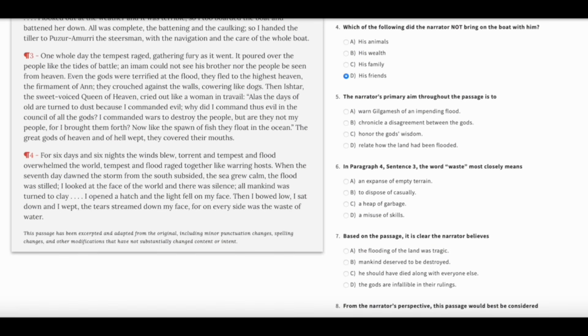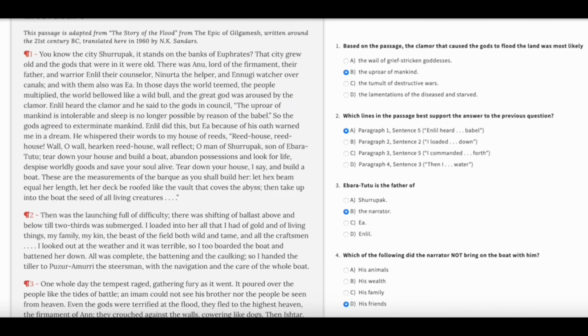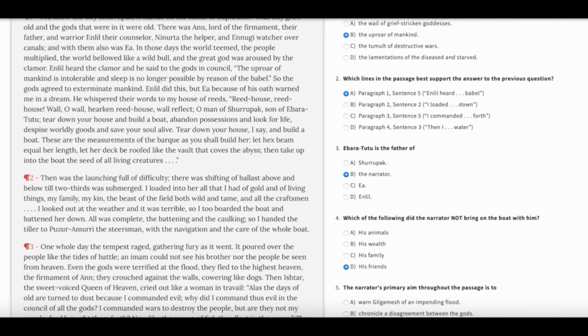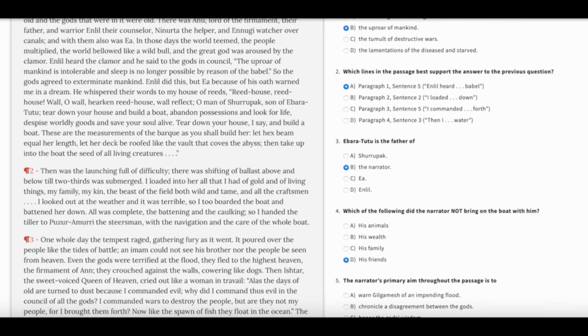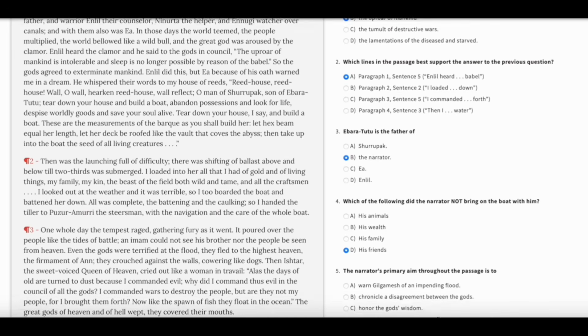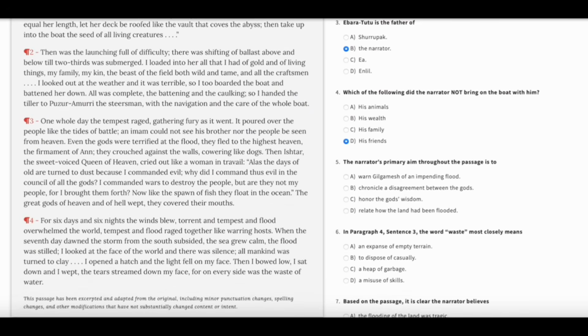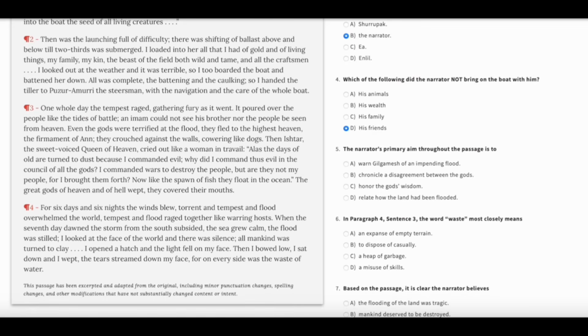Chronicle a disagreement between the gods. Okay, do we have any evidence that the primary aim throughout the passage is to chronicle a disagreement between the gods? I don't think so. It seems like for the most part, the gods agree about flooding the earth. Although one of them expresses some regret, I think. And you could argue there's the Council of the Gods at the beginning, but there's just not that much evidence for it at all. I agree with you. It's not great. Try C.